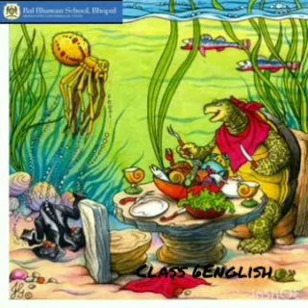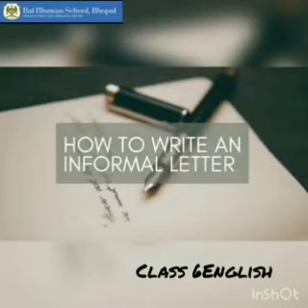My lovely students, you all must have understood what letters are, the two different kinds of letters, and the importance of informal letters. In tomorrow's class, we will learn and discuss the format of an informal letter.